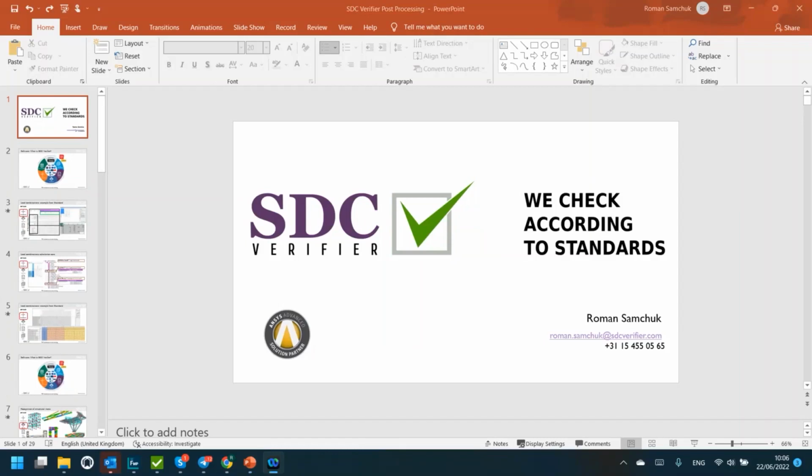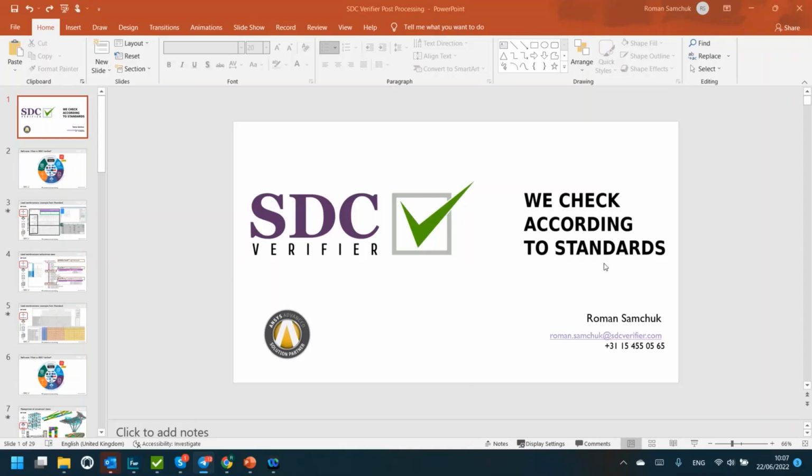I'm an engineering project manager at SDC Verifier, and today's webinar is going to be about post-processing, about the peak finder tool and the governing loads tool in SDC Verifier. So we are going to talk about how to understand the behavior of your complex structure under the loads, having a lot of different load situations, and how to determine the cause of the high results to be able to solve the problem afterwards through reinforcement or calculation improvement.